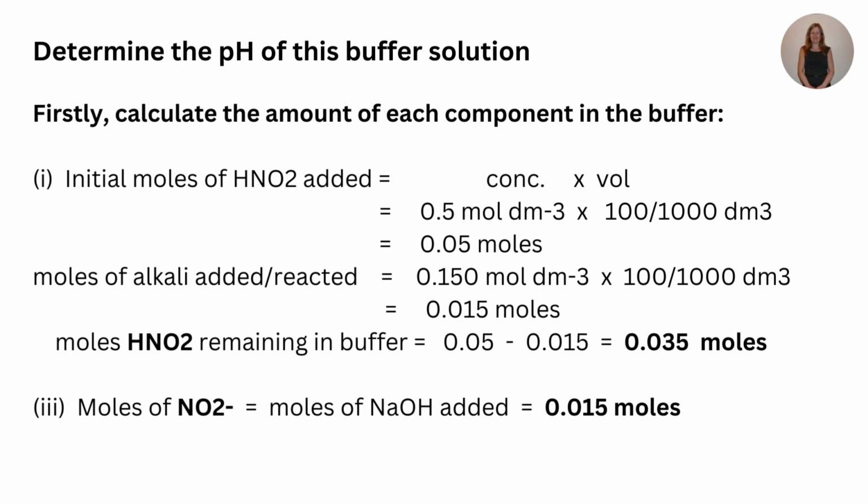So to find the number of moles of acid in the buffer solution, we first need to calculate the initial moles of acid added. This is just a simple concentration times volume calculation, but please make sure you include your units if you want to score the highest marks. Some of this acid will then react with the alkali that is added, so we need to calculate those moles, and then we need to calculate how many moles remain in the buffer, which is just the difference between them. Remember, the moles of the conjugate base will just be the same as the number of moles of strong alkali added.